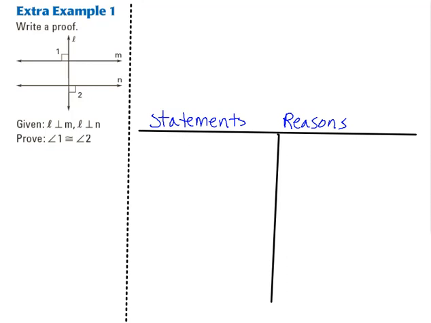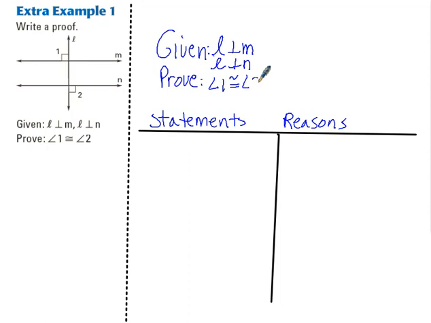We've got a drawing. We have the given that line L is perpendicular to line M. Line L is perpendicular to line N. We need to prove that angle 1 is congruent to angle 2. We should begin to know how to set up a proof. We write the given and we write the proof. The given is line L is perpendicular to M. Line L is perpendicular to N. We're going to prove that angle 1 is congruent to angle 2.